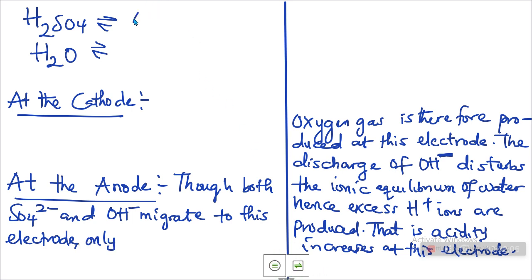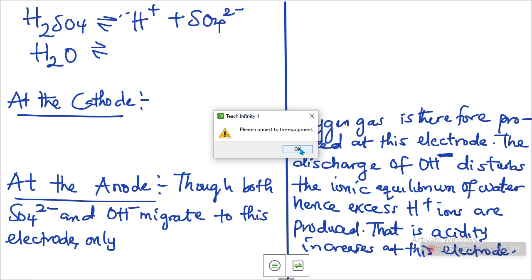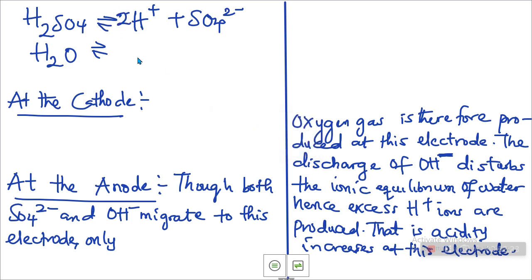Don't forget, whenever we are writing the ionization, it will be H plus and SO4 2 minus. Don't forget, we have 2 hydrogen here. And here also we are going to have H plus and OH minus. What do you notice as a chemistry student? H plus is here, H plus is also here. So both of them are the same thing. So it means H plus is going to discharge. I hope you get the logic.